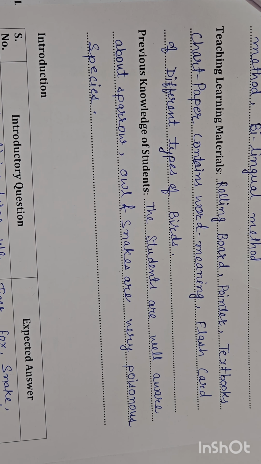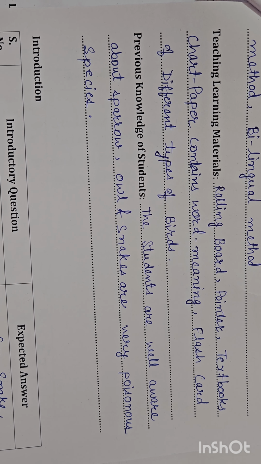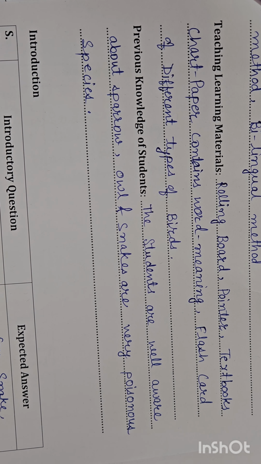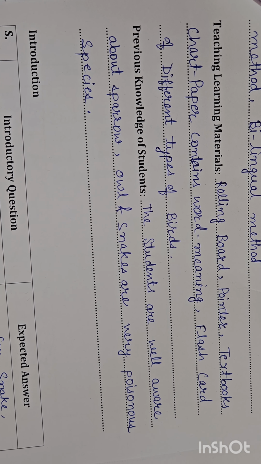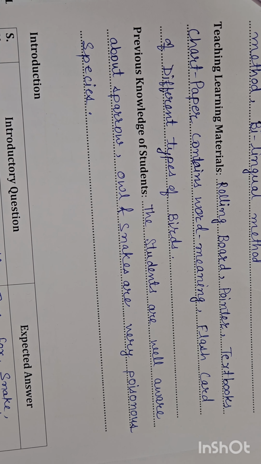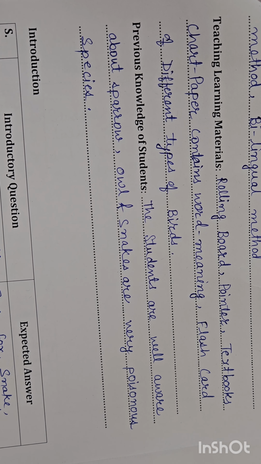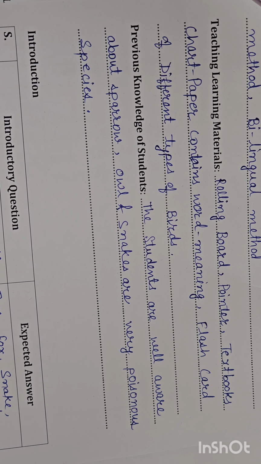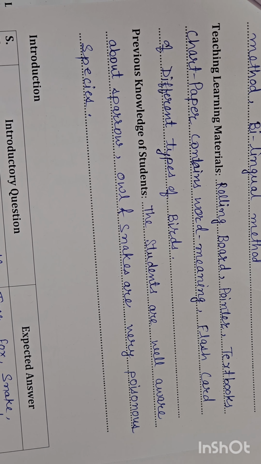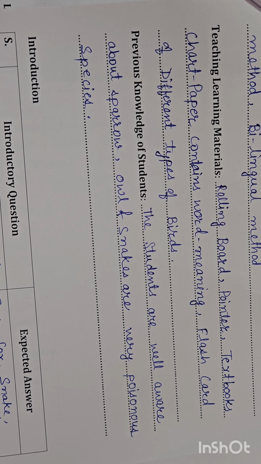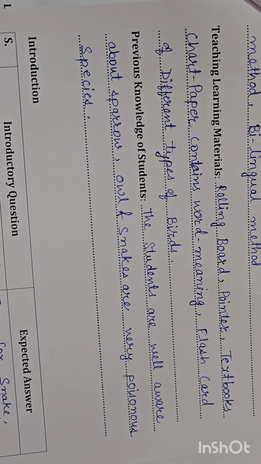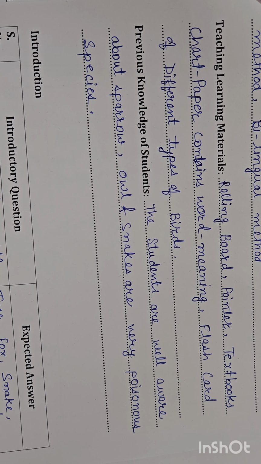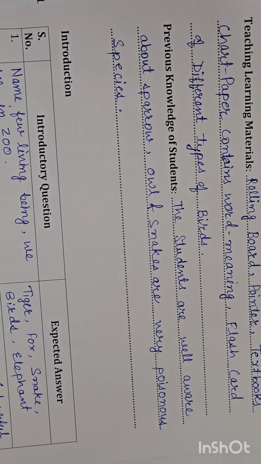Teaching learning materials. What are the teaching learning materials which a teacher going to be used in the classroom or carrying with her or himself. Rolling board, pointer, textbooks, chart papers. Chart papers contains word meaning. Here you can mention word meaning, synonyms, antonyms, key points, anything, whatever you want to mention. Flashcards of different types of birds.